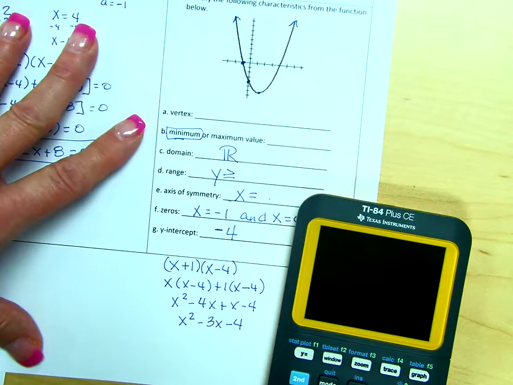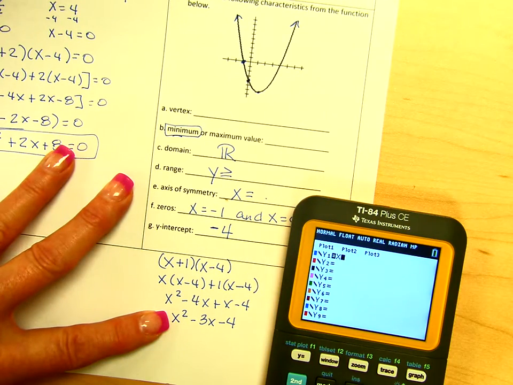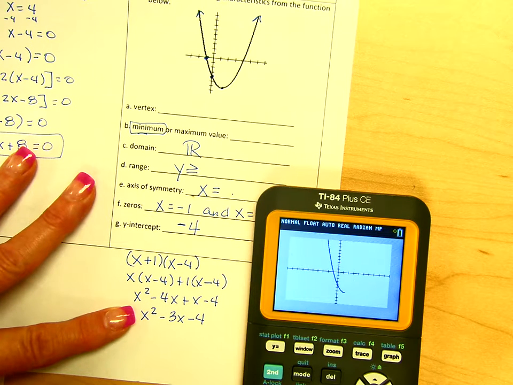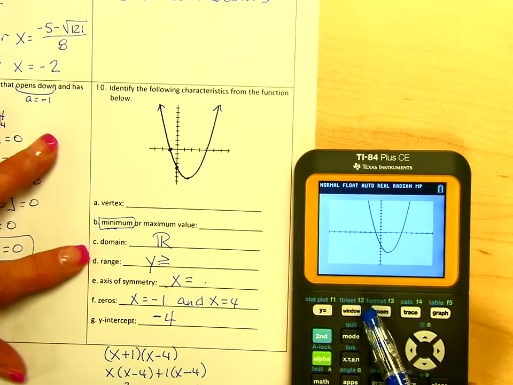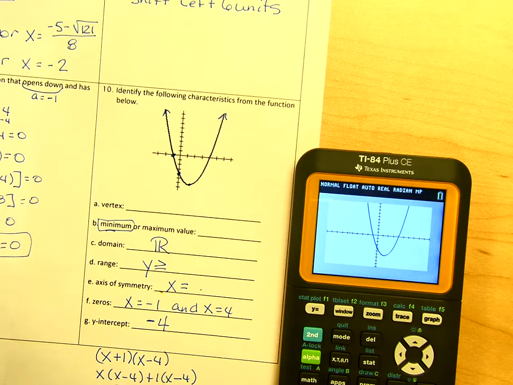So I'm going to go ahead and go to my calculator and go to y equals, and I'm going to type in x squared minus 3x minus 4. And I'm going to graph it. Make sure it looks like this one. Yes, there it is. Now I'm going to go to the table so that I can get my vertex and my minimum and get my range and my axis of symmetry, which basically I need the vertex for.